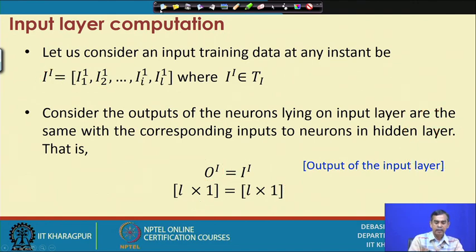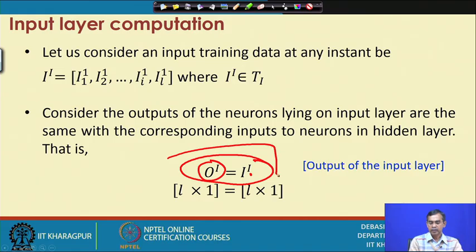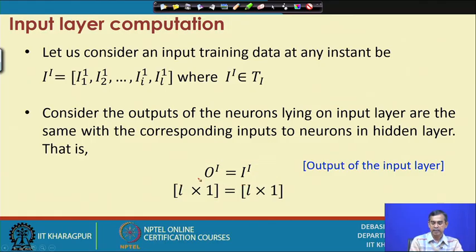So, what we can say is that this is the input layer combination. That means the input to any perceptron in the input layer will be the output of that perceptron in that layer, and any neuron's input and corresponding output can be represented by means of this matrix formulation. This matrix is of size L cross N, L cross 1, and this matrix is of size L cross 1. So, this is the idea about the input layer computation.